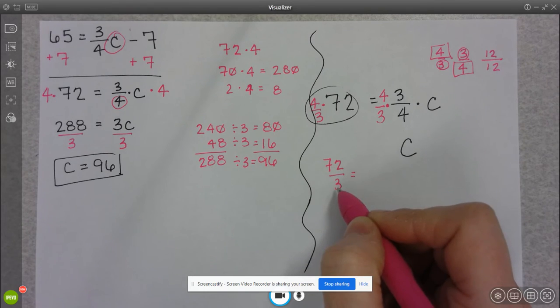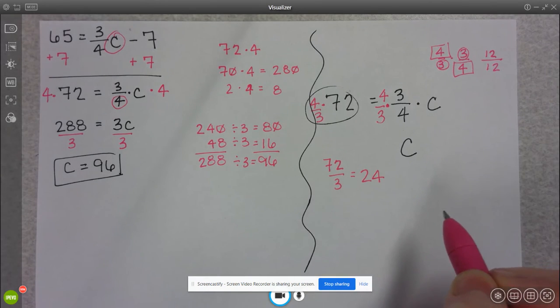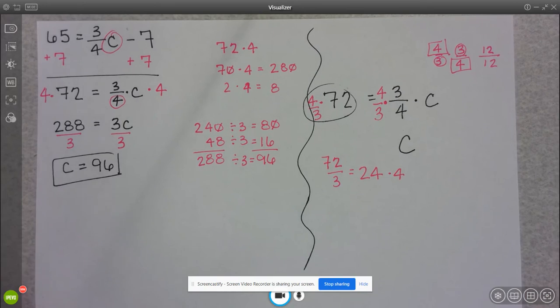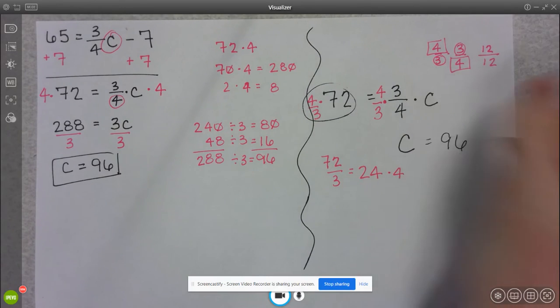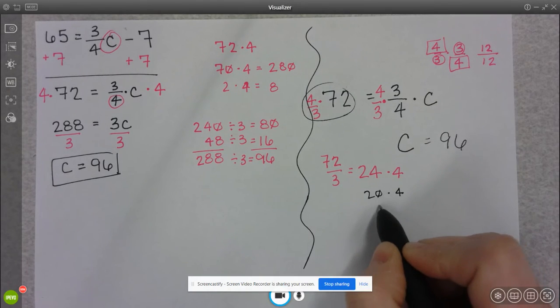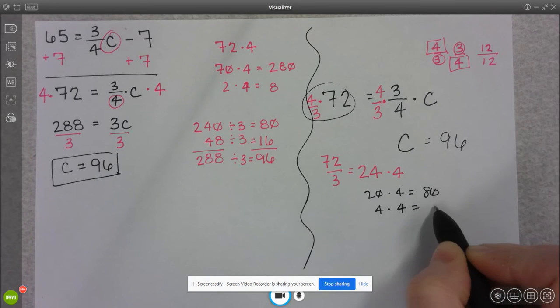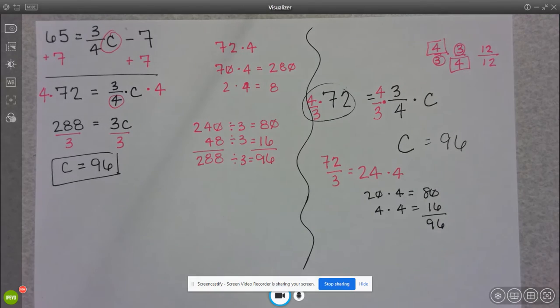I'm dividing by 3. So that tells me in my 3 groups of 25, I took 1 off of each of those groups of 25. So 72 divided by 3 would be 24. And then the only thing I haven't done was multiply by 4, which again still gives you 96. Because I would do 20 times 4, and I would do 4 times 4. Well, 20 times 4 gives me 80. 4 times 4 gives me 16, and that gives me 96.